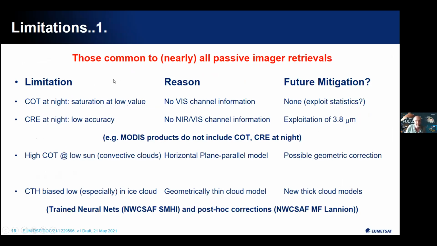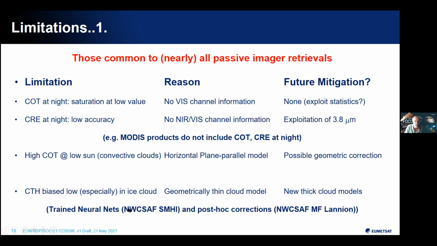Oh, the limitations, a bit like Hans-Joachim said, for cloud detection are common to all passive imagery retrievals. So things like the nighttime retrieval of microphysics and optical properties is difficult because we don't have the solar channels. There's not much we can do about that. We're hoping the 3.8 channel will give us more information on the effective radius. Similarly, if you go to too high sun angles with convective clouds with lots of structure, you get non-representative optical thicknesses because of the side illumination. There's not a great deal we can do about that either, but there are some possible geometric corrections in the works.